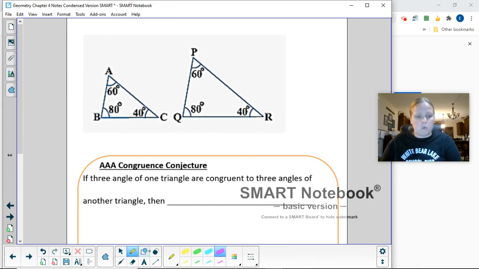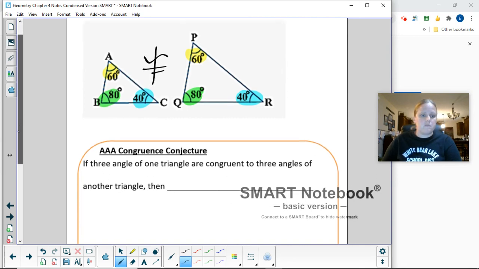Finally, we have an example with some numbers. 60 degrees matches, 80 degrees matches, and 40 degrees matches. And again, we have one that is smaller than the other. So these ones are not congruent as well.